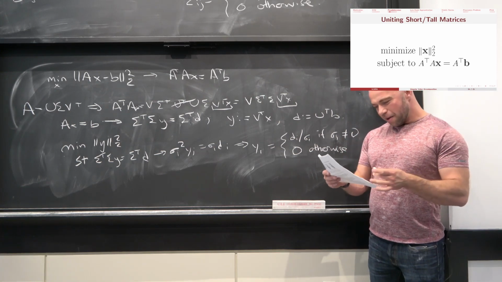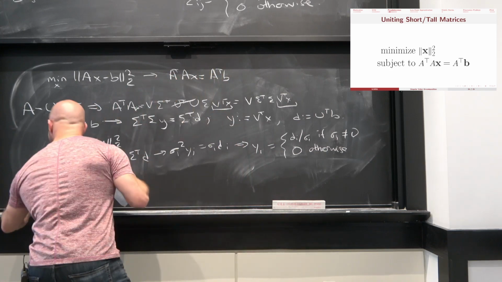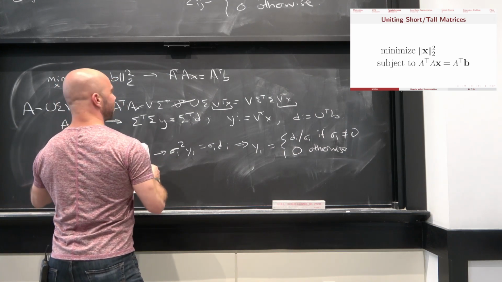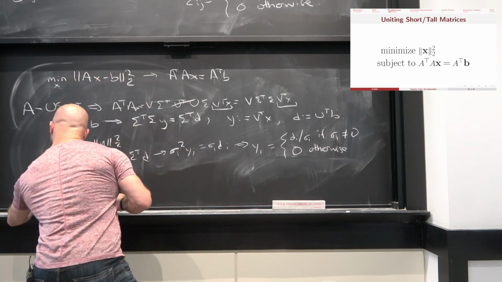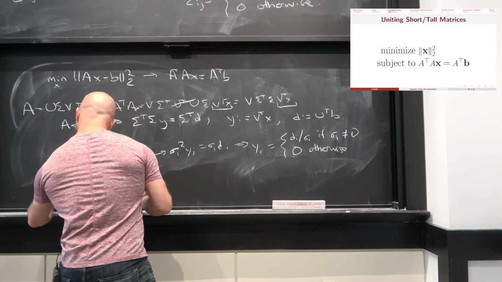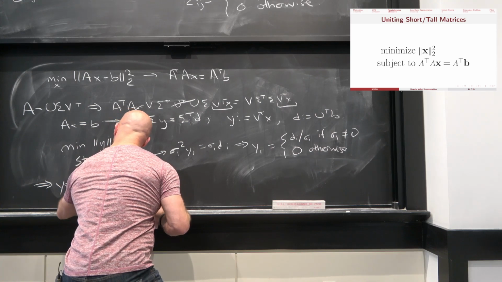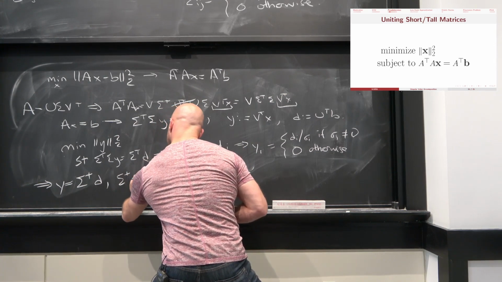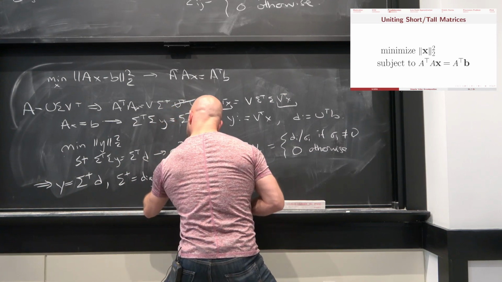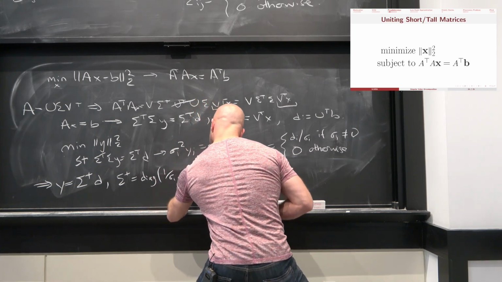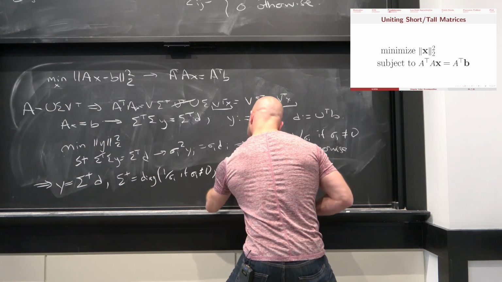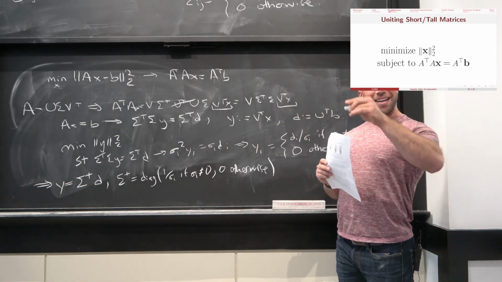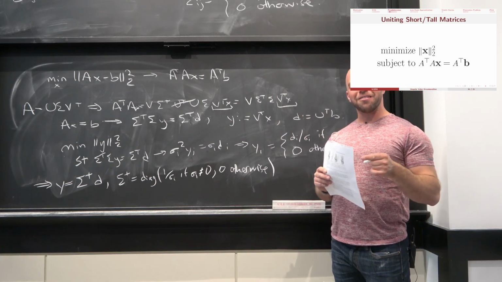Cool? In particular, what we have shown, oh no, I thought I could use the last board here and still have space. And now I'm out of space, and this one doesn't move. Ah, all right. We have shown that y is equal to sigma plus times d, where sigma plus is equal to a diagonal matrix of either 1 over sigma i if sigma i is non-zero and 0 otherwise. Like that. Right? So anytime that I have a sigma where it makes sense to compute the reciprocal, I do, and otherwise I put a 0 there.